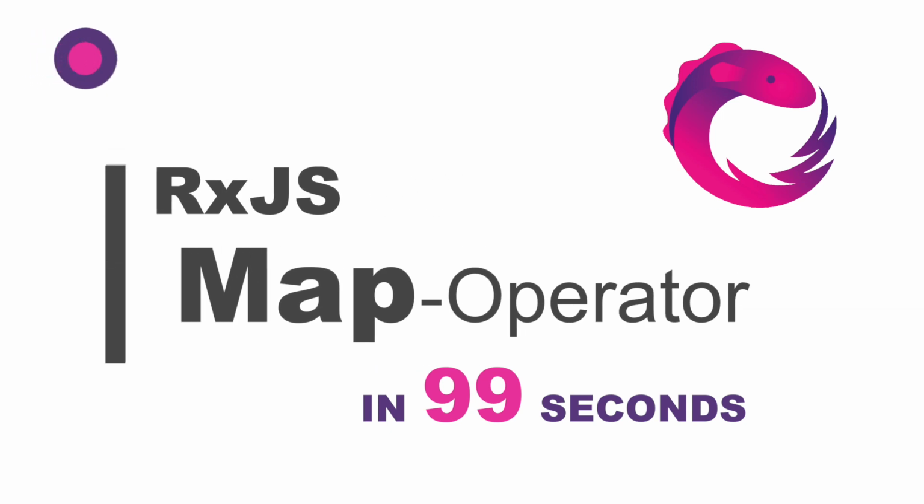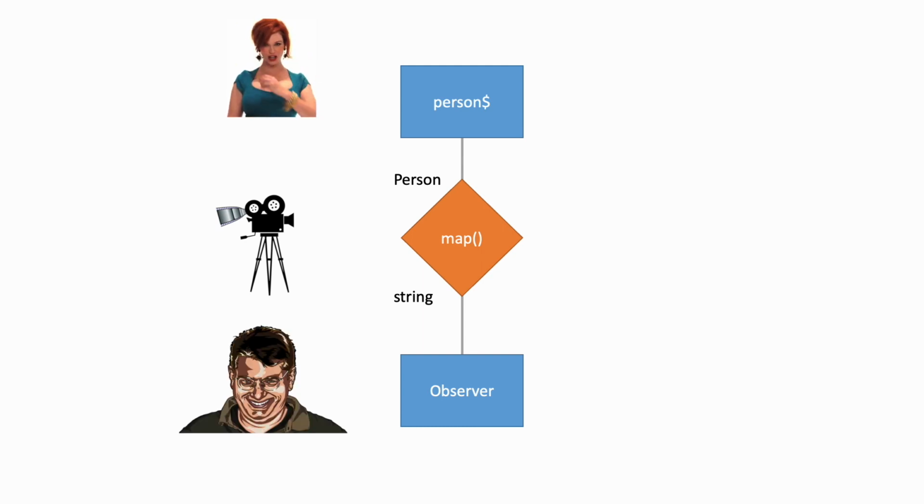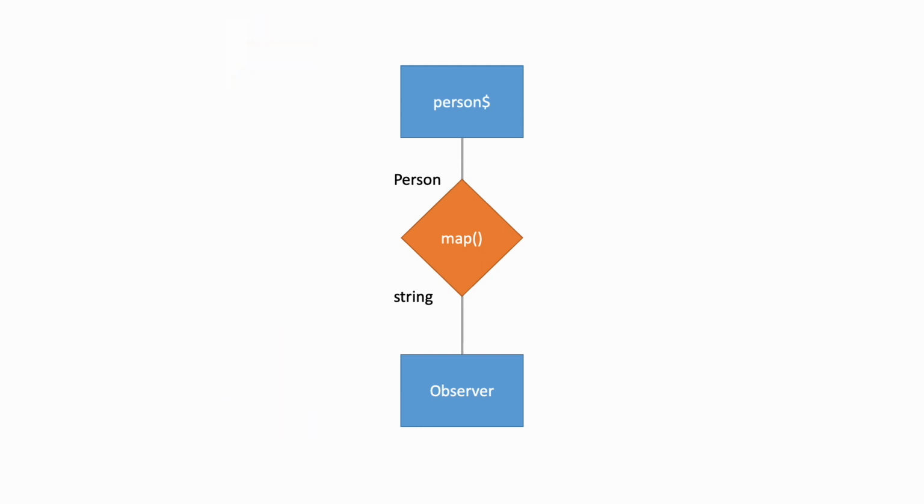The RxJS map operator is used to transform each emitted value of an observable stream. Our stream consists of the observable itself, a pipe where we manipulate the data, and a subscriber, which listens to the result. After the person observable emits a value, the map operator gets the value as an input and transforms the person to a string representation.